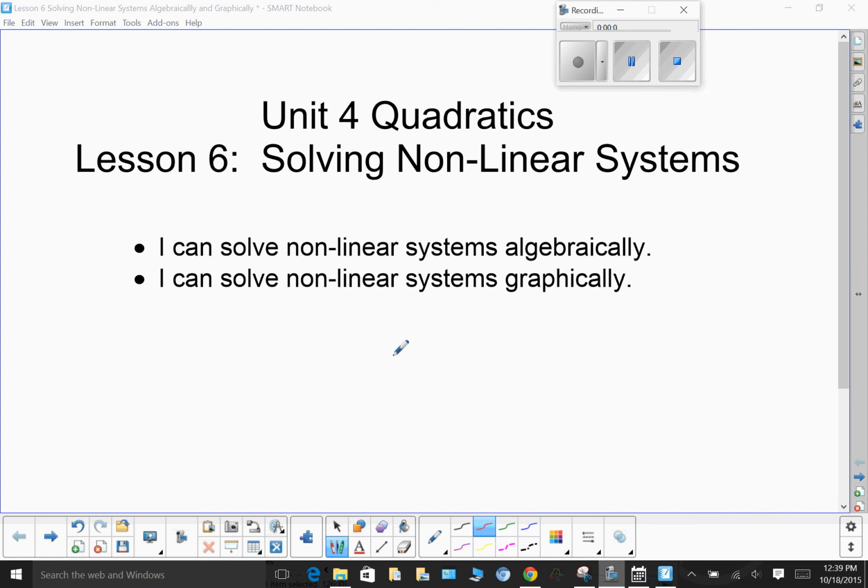Lesson 6, solving nonlinear systems. This will include linear and quadratic, quadratic and quadratic, quadratic and absolute value and linear, absolute value and absolute value. Remember that to solve a system of equations means finding the point or points of intersection.